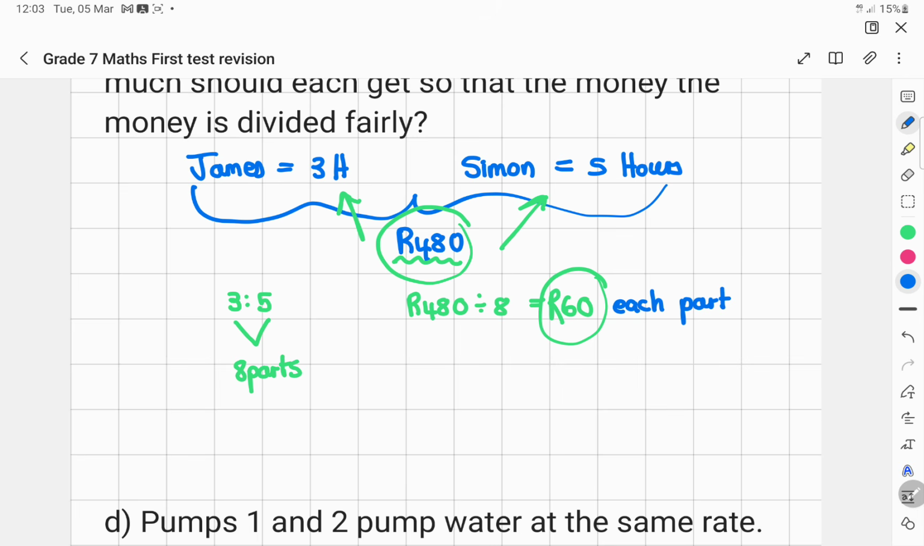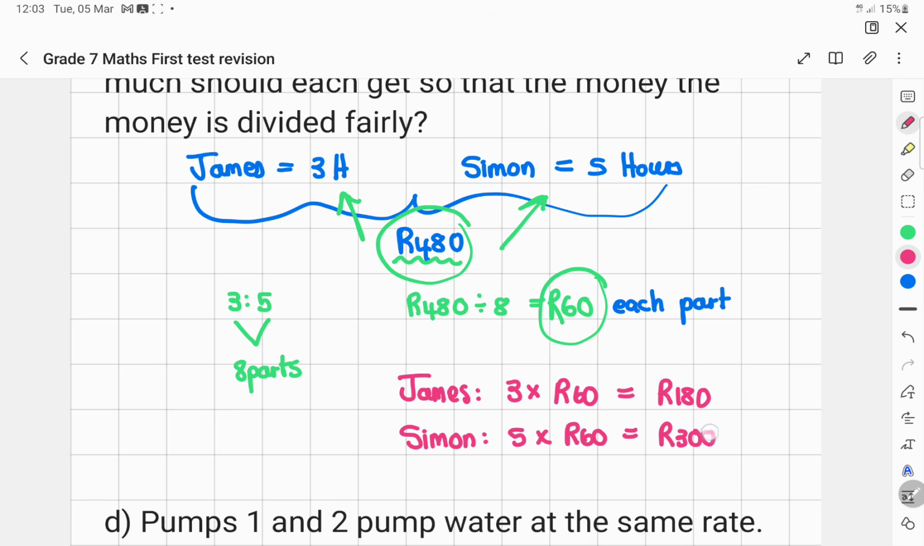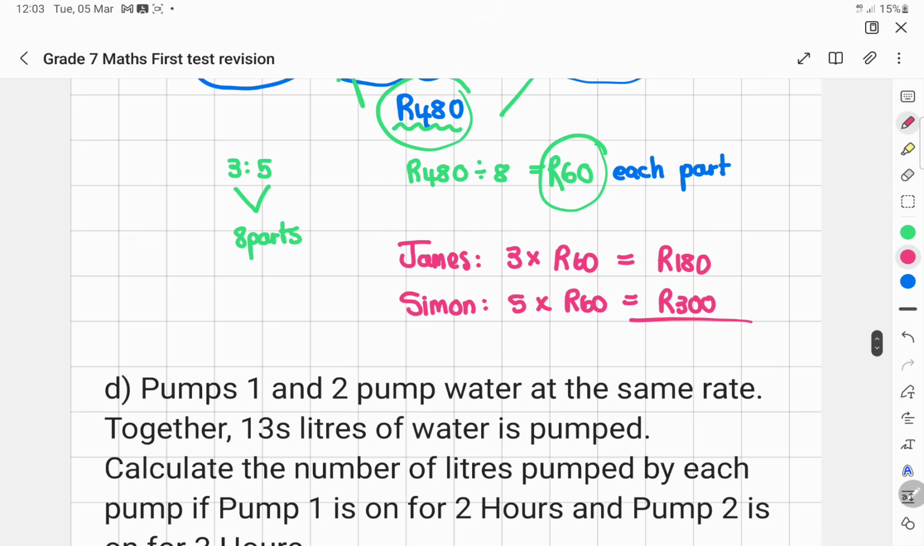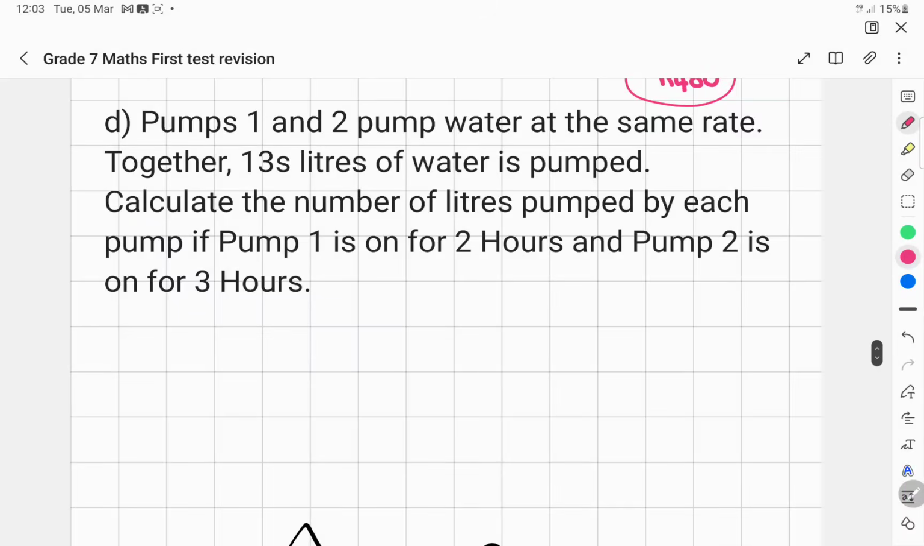But now, remember, James must get 3 parts. So James will get 3 of the 60, which gives you 180. And Simon must get 5 of the 60 Rands, which gives you 300. And then just to check yourself, if you add that together, it should give you the amount that you were sharing from the beginning. Okay, we are almost done.